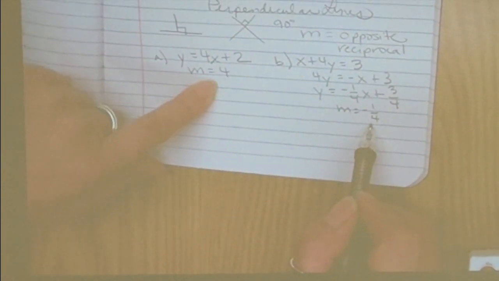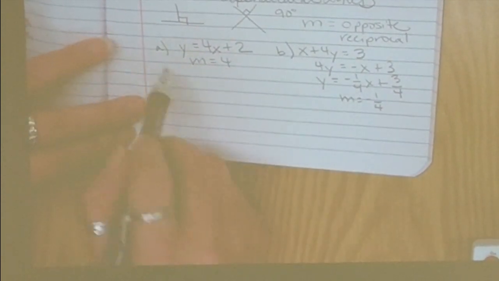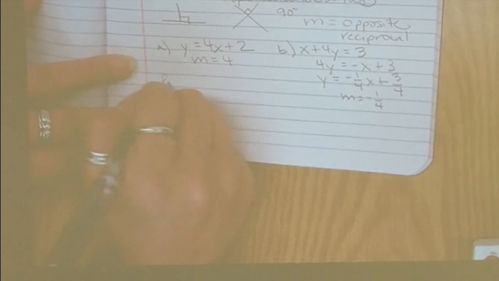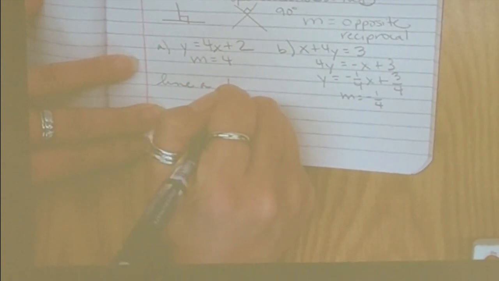Well, let's compare them. 4 and -1/4. Are they reciprocals of each other? Yeah. Are they opposites? Is one positive and one negative? Yes. Okay, so what can we say about line A and line B? They're intersecting. Line A is perpendicular to line B.